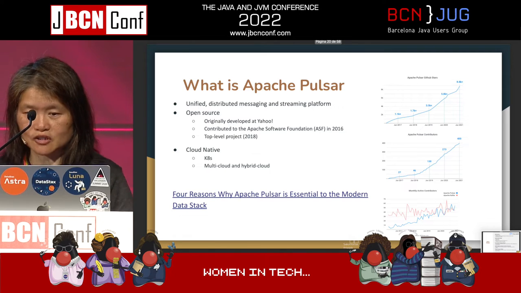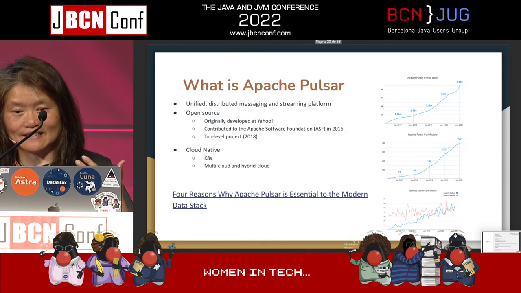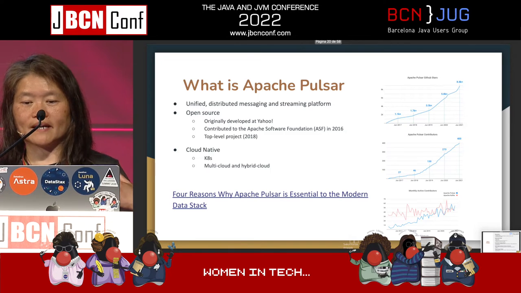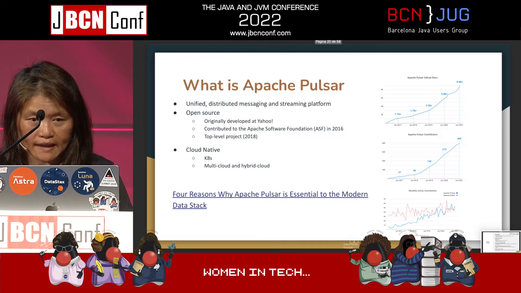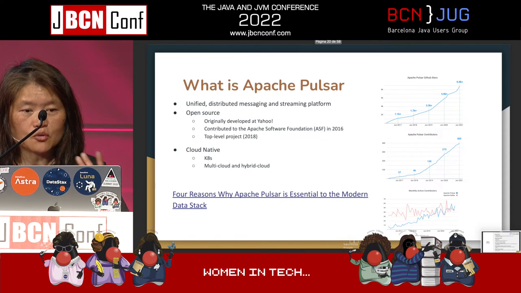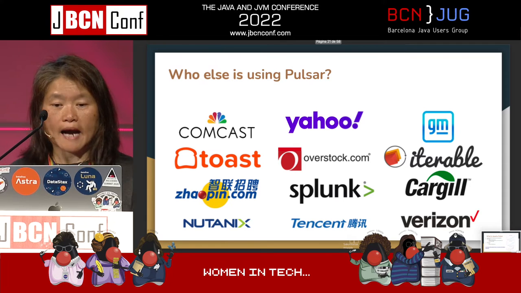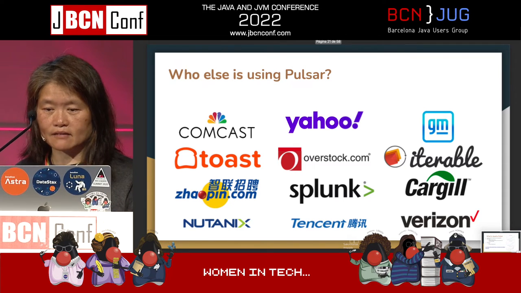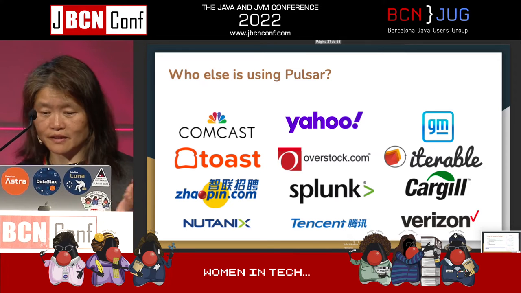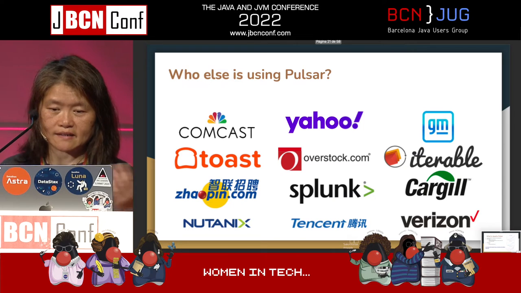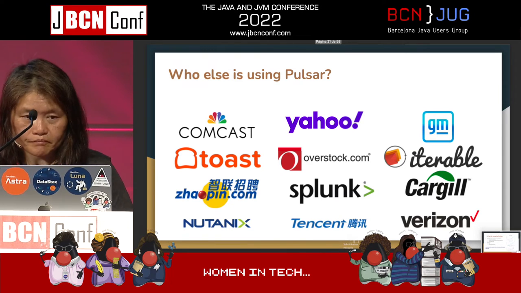As you can see, there are a couple of graphs over here. They show an increase in the number of stars on GitHub and also the number of contributors to the project. So yes, it is gaining in popularity. And who else is using Pulsar? As you can see over here, just a small sample: Yahoo is still using it, and also other companies of all kinds, bigger ones. There are telecommunications companies, or Splunk, another company dealing with logging and things like that.